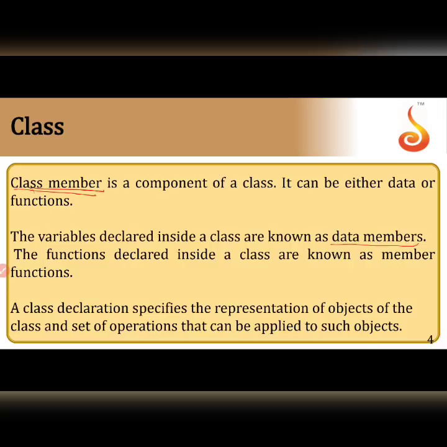Then the functions declared inside a class, like get data, display data, print data, or calculate. Any user defined functions which you have declared inside a class are known as the member functions. So a class has data members and member functions. The class description, what does it specify? The representation of the objects, like what are the different data members and what are the operations which can be performed. This together will be inside a class.